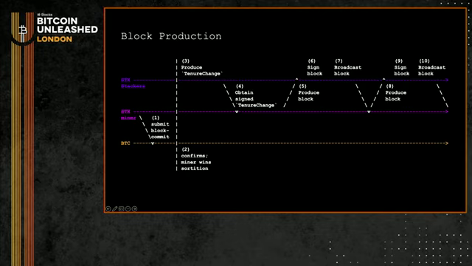Miners obtain that tenure change to produce their first block, and then miners proceed to execute something kind of like a 2-phase commit. Miners make the block, they send the block to the stackers, who acknowledge the block and replicate it. Once the miner sees it's been replicated, it produces its next block, and so on and so forth until the next Bitcoin block arrives.